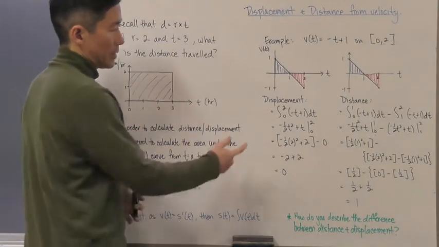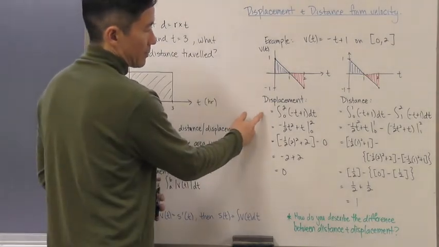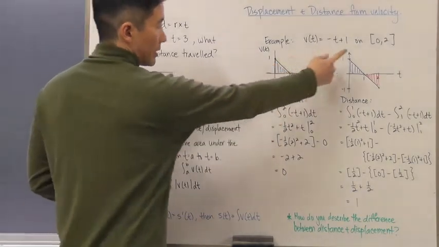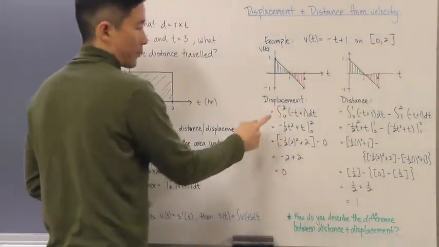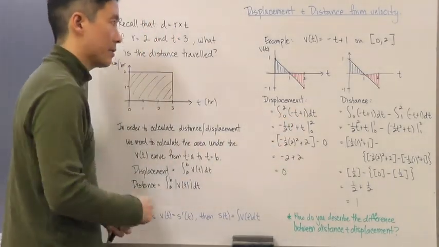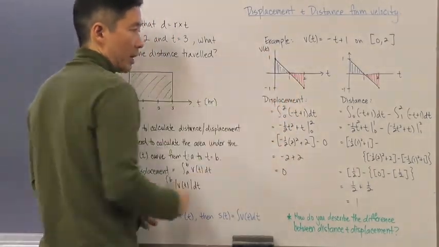Now, if we go ahead and use the same idea here in terms of displacement being the integral from a to b, and in this case a is 0 and b is 2, and then we're going to integrate the velocity function with respect to t. So I went ahead and drew the velocity function here.